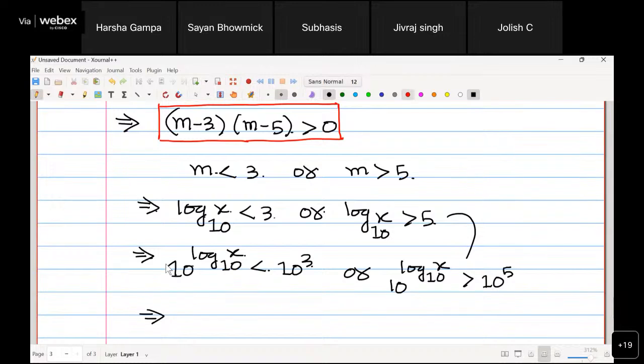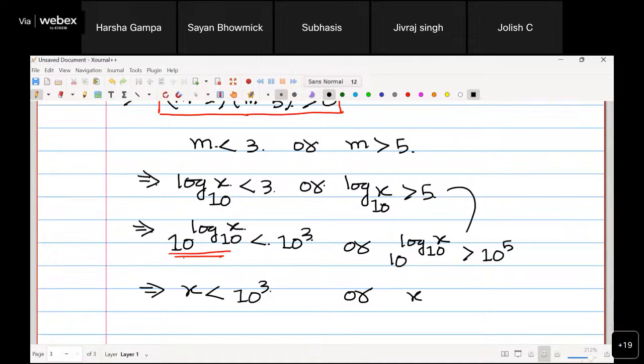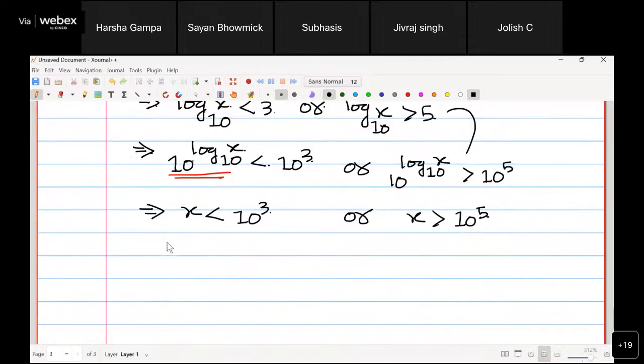This thing, whatever I have written here, is nothing but x. So that means x is less than 10 power 3 or x is greater than 10 power 5, right? So now from here, what I can get, x is basically in between minus infinity to 10 power 3, or x is in between.